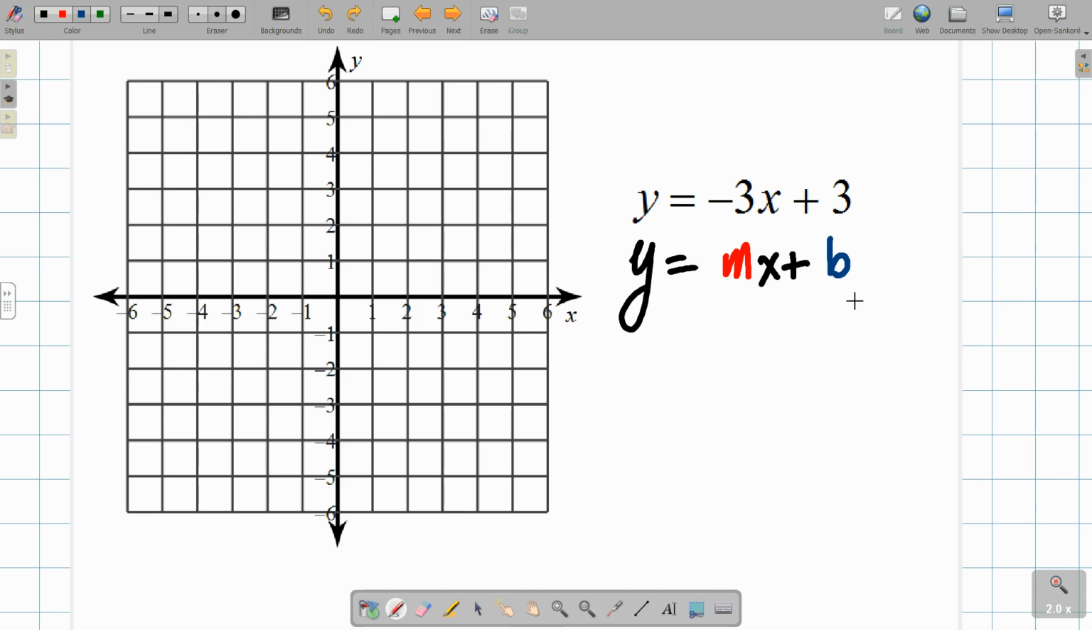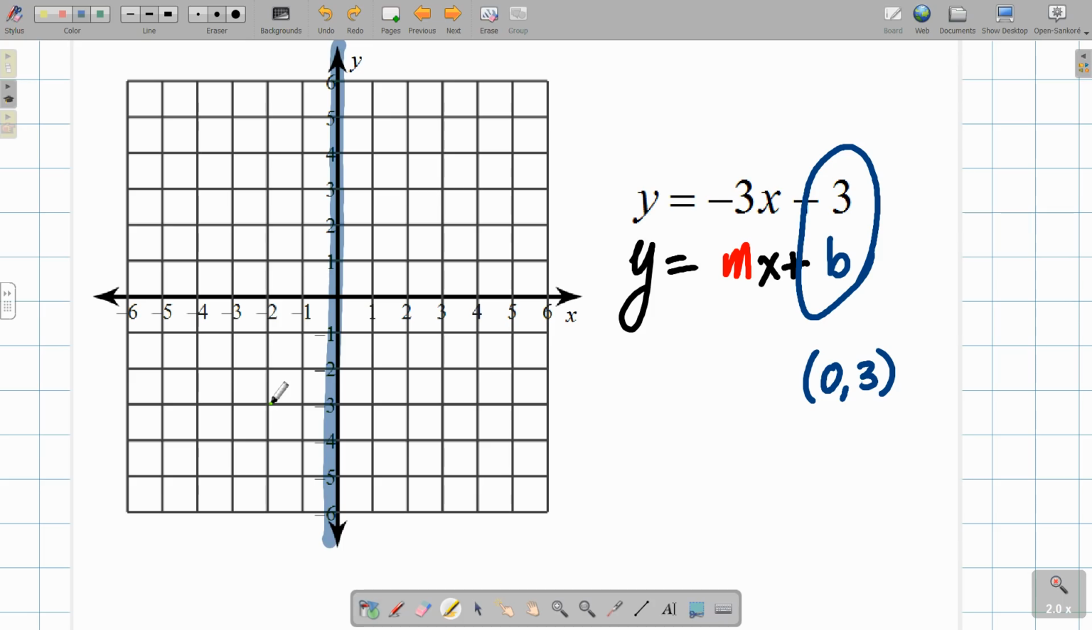All right, y equals mx plus b. I like to circle my y-intercept. My y-intercept would be 0, positive 3. My y-intercept starts on the y-axis, so I'm at positive 3.